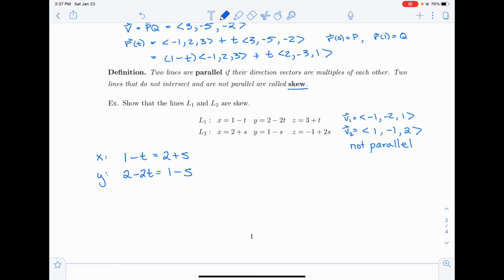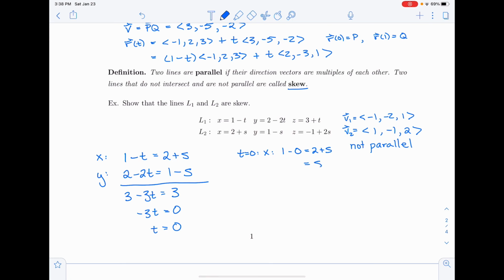But just looking at the x and y equations, you can see that I can add the 2 equations together, and then I get 3 minus 3t is equal to 3. That tells me that negative 3t is equal to 0. And then t must equal 0 for these two lines to intersect. Now, knowing that, I can look at the x equation with t equals 0. Looking at that x equation, I have that 1 minus 0 is equal to 2 plus s. And so that tells me that s has got to equal negative 1.